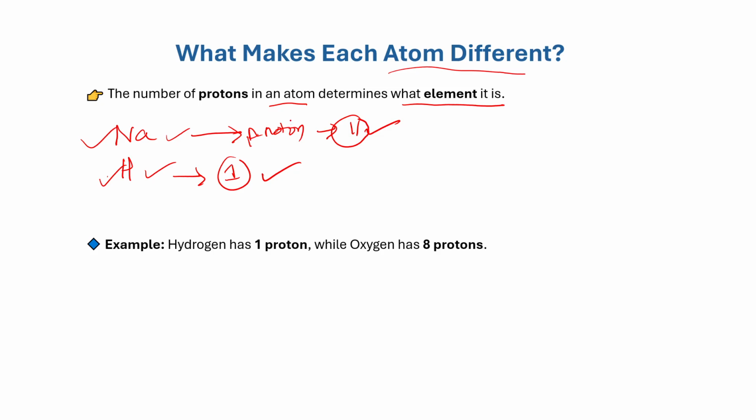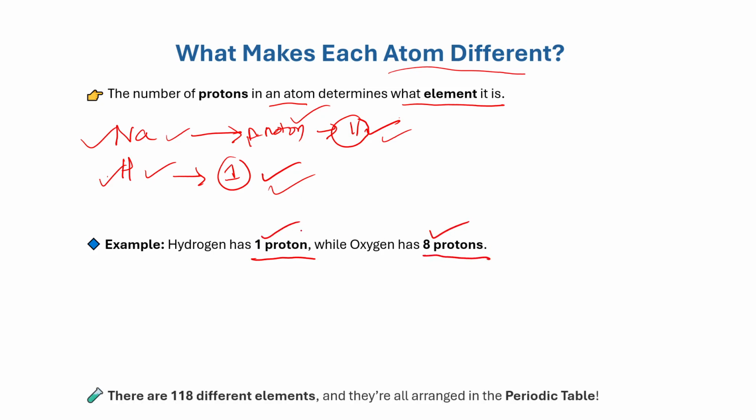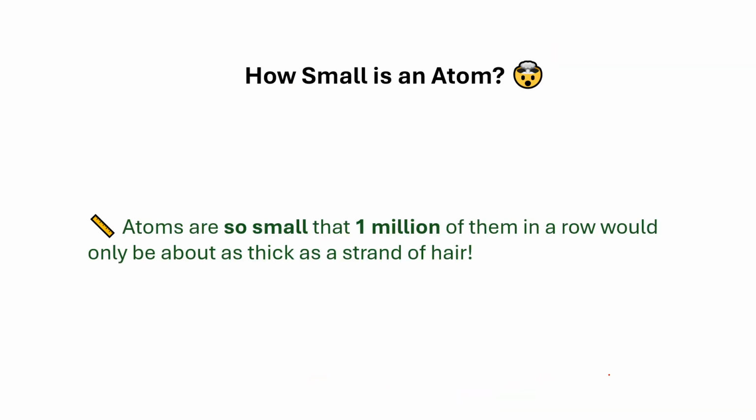Because of the difference in the number of protons, they behave differently. Their characteristics are different. So sodium and hydrogen are totally different atoms. Another example is that hydrogen has 1 proton, and oxygen has 8 protons. So the number of protons is making the difference. There are approximately 118 different elements in the periodic table. In the next video, I will talk to you about the periodic table.